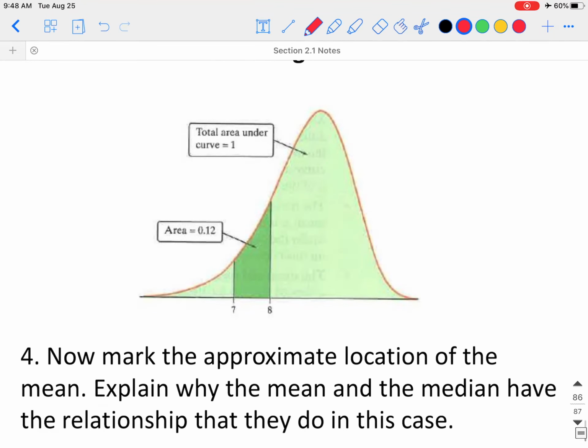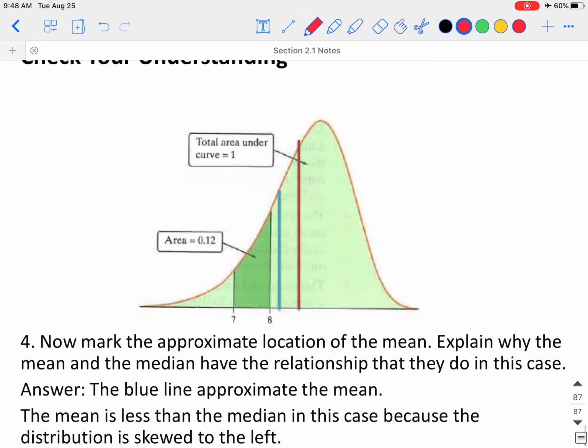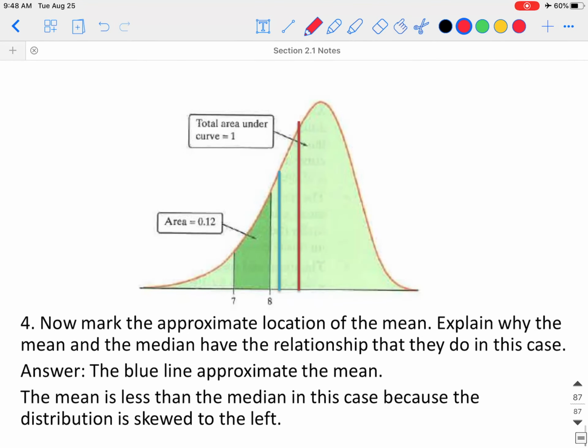Now to mark where the mean is located, because this data is skewed to the left, we do know that the mean will be to the left of the median. So if our median is the red line, we can estimate our mean to be the blue line. That would be the point where if I were to put a fulcrum under it, it would balance out the two sides of our graph, and the mean is always going to be pulled towards the longer tail.